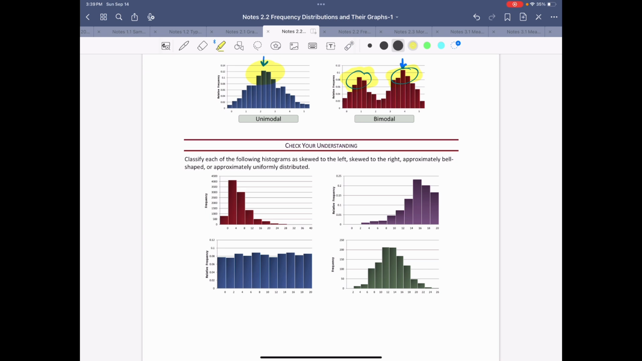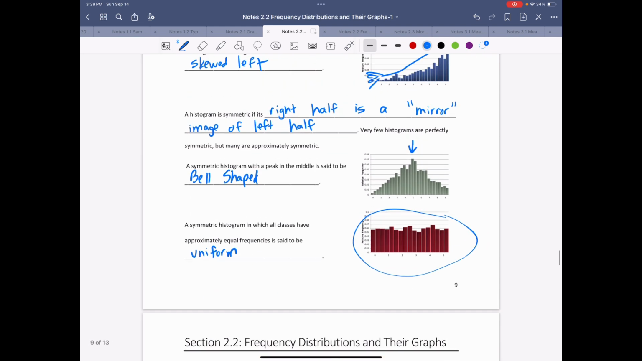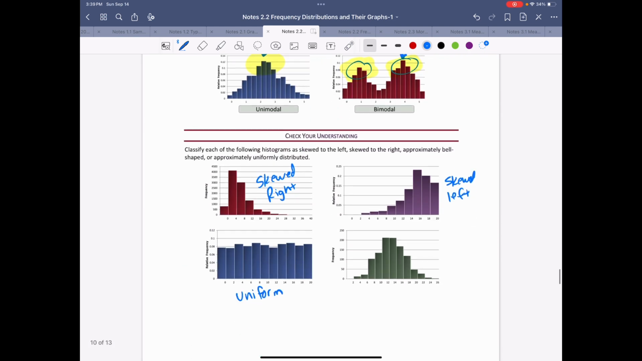All right, the first one, when you're looking at this check your understanding, the first one is going to be skewed to the right. When you're talking about the shape, you don't have to talk about the bimodal and unimodal and all that. You want to talk about the skewness. When you look at the second one, it is skewed left. When you look at the blue one, it is uniform. And when you look at the green one, it is bell-shaped.